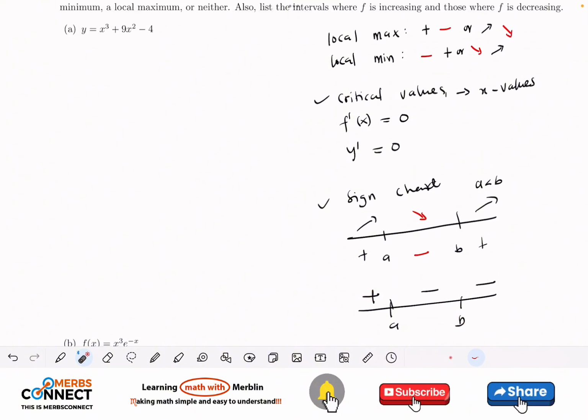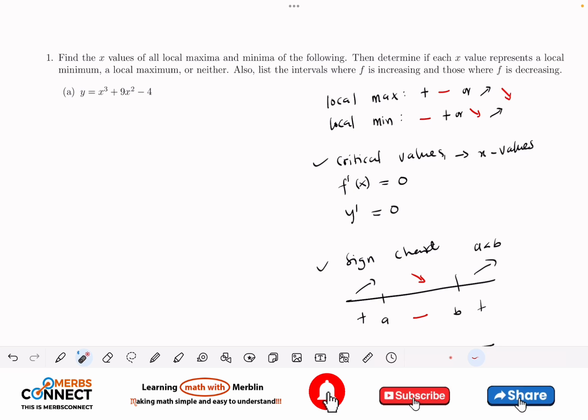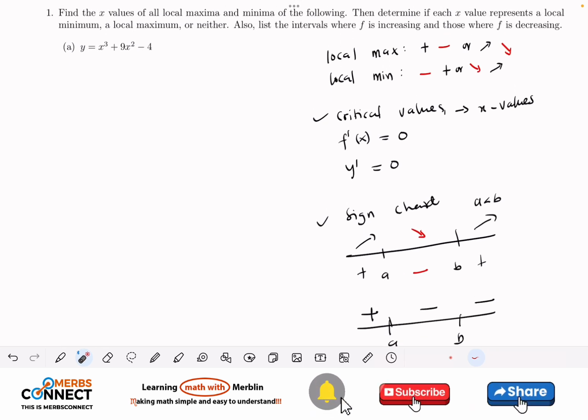So let's go through the questions, and then we use the idea that we've just learned. First, differentiate the function, set it to 0, look for all your critical values. Then when you are done finding your critical values, you use the sign chart to look for the local maximum and then local minimum.